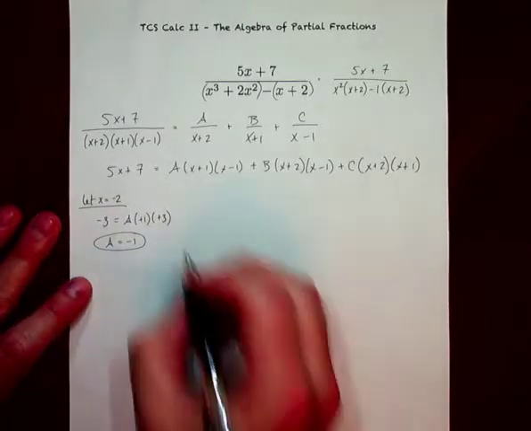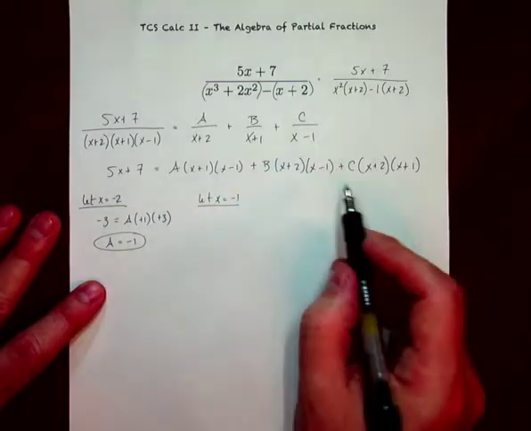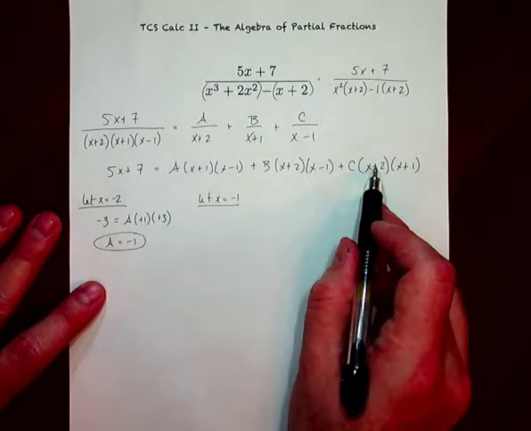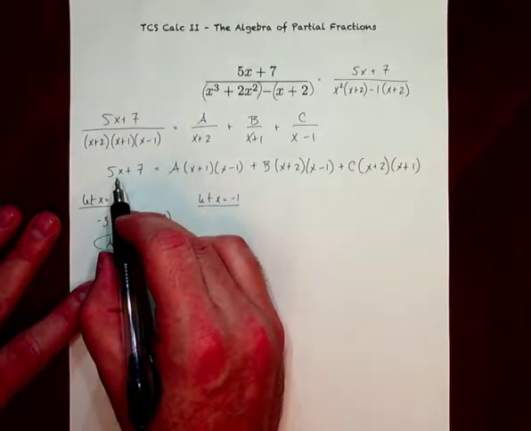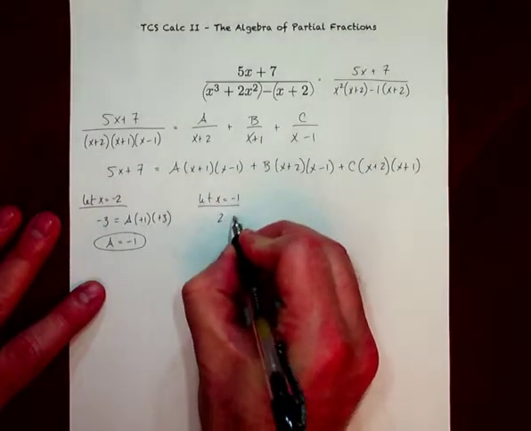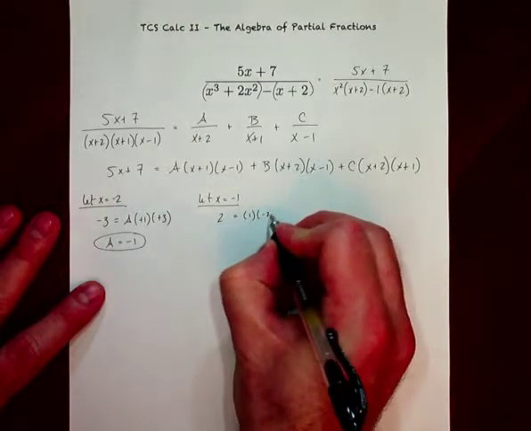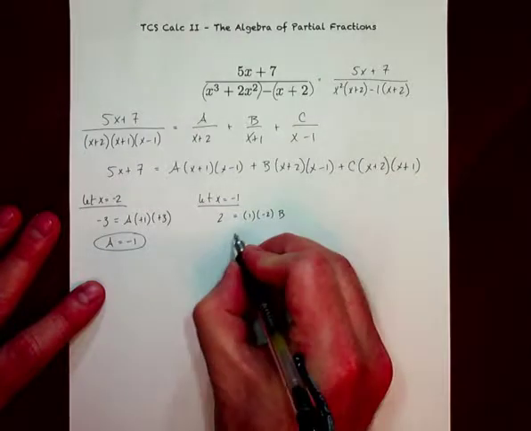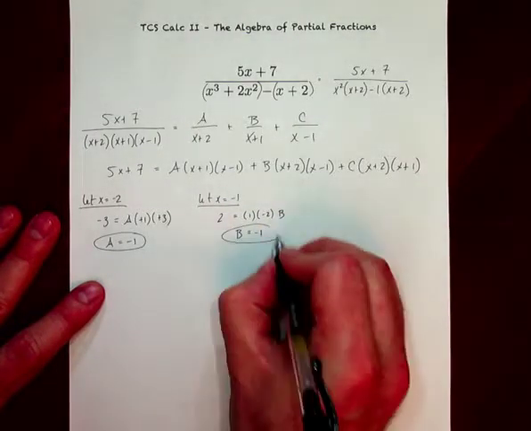Okay. We need to let x equal -1 in order to find B. So that's going to basically cancel out those two terms. Plug in -1 into here to get -5 plus 7, which is +2. -1 into here is going to be +1 and -2 times B. So B is equal to -1 as well.